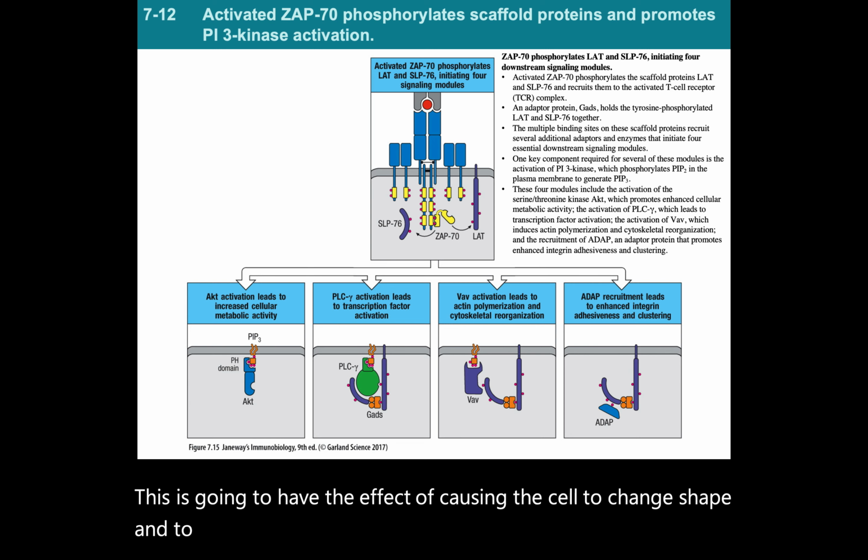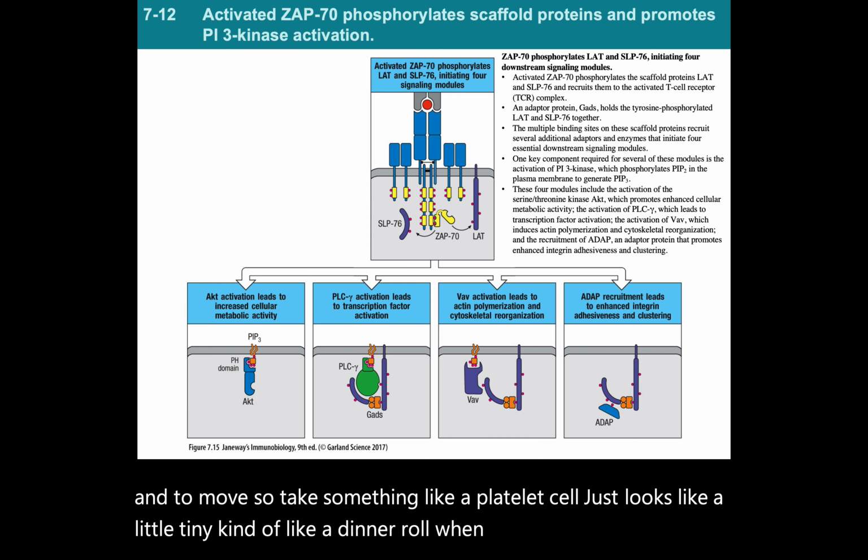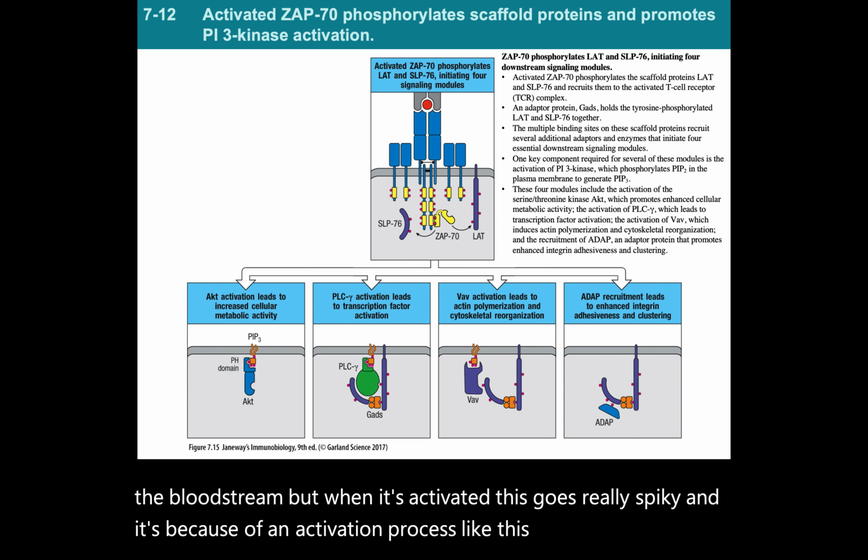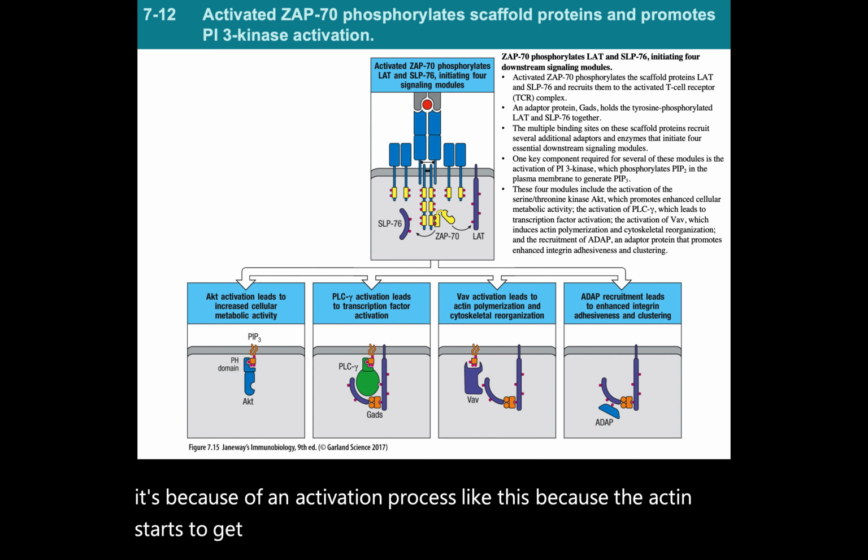So take something like a platelet cell. It just looks like a little tiny, kind of like a dinner roll when it's just floating around in the bloodstream. But when it's activated, this goes really spiky. And it's because of an activation process like this, because the actin starts to get polymerized, and it makes little pointy chains.